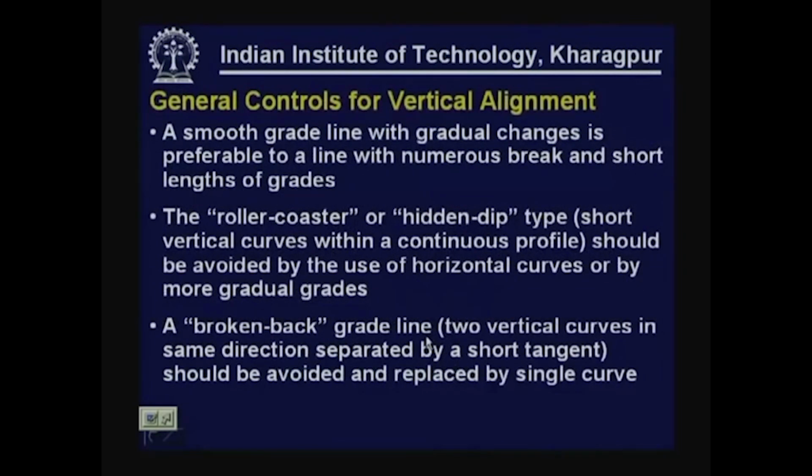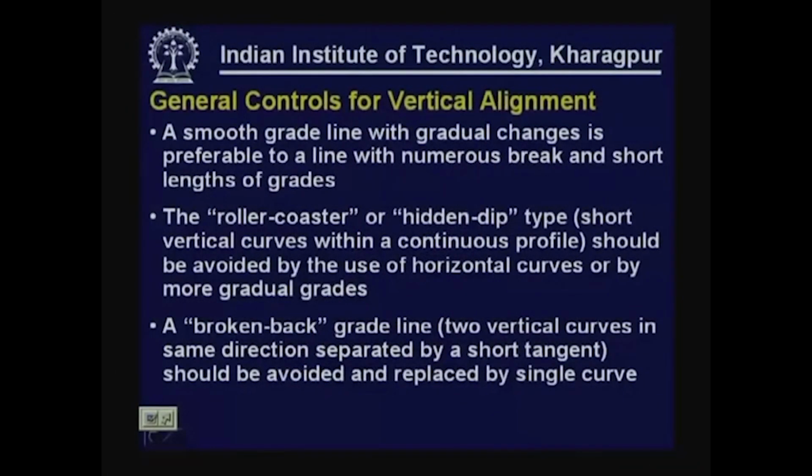Now, some of the general controls for vertical alignment: a smooth grade line with gradual changes is preferable rather than one with numerous breaks and short tangents, obviously it gives a better profile. The roller coaster or hidden dip type, that is short vertical curves within a continuous profile, should be avoided by the use of horizontal curves or by more gradual change, because if there is a hidden dip, obviously a vehicle when approaching may not recognize that inside that valley curve or inside the dip there is another vehicle.